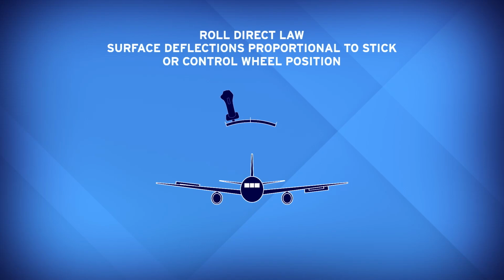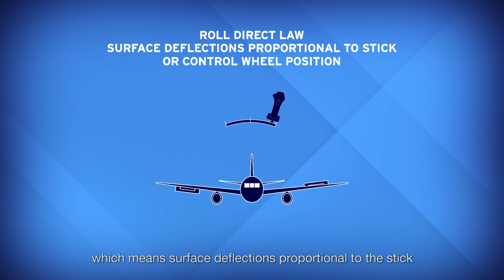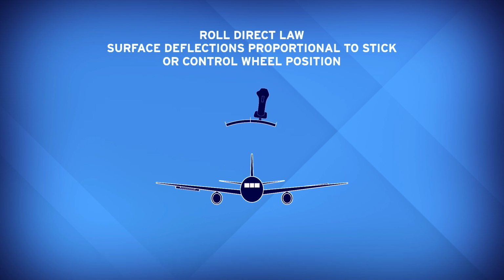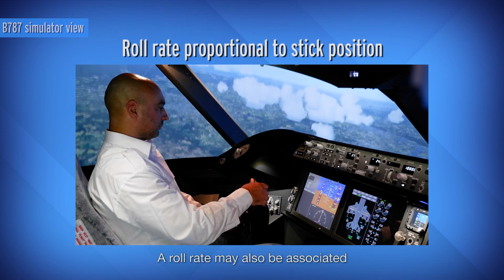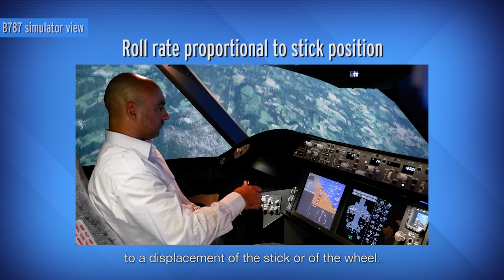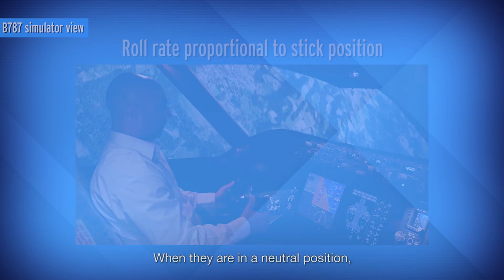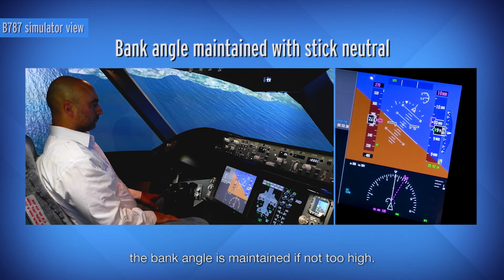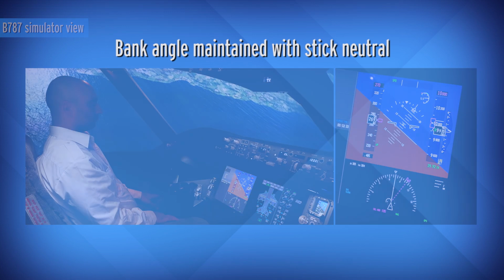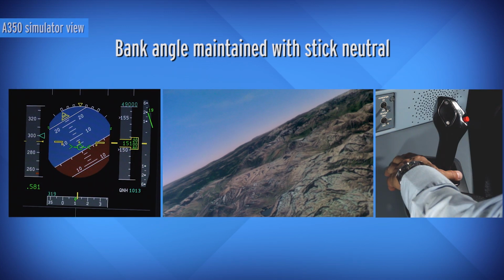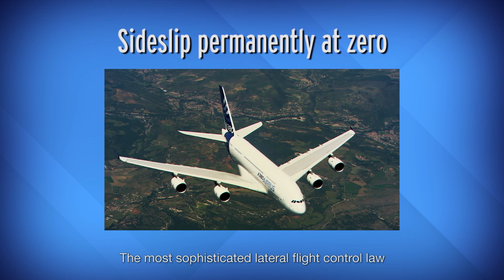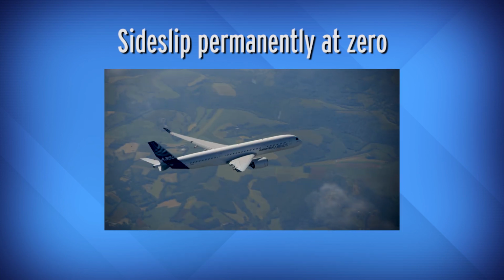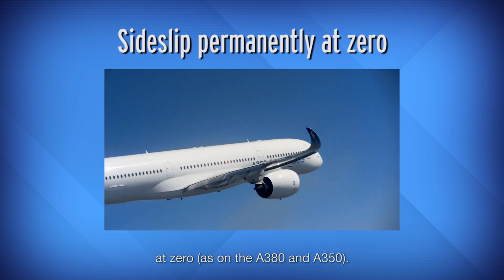Stabilizing the airplane in roll is less critical than in pitch, and a direct law, which means surface deflections proportional to the stick or the control wheel displacements, is the solution sometimes adopted. A roll rate may also be associated to a displacement of the stick or of the wheel. When they are in a neutral position, the bank angle is maintained, if not too high. The most sophisticated lateral flight control law permanently maintains side slip at 0, as on the A380 and A350.